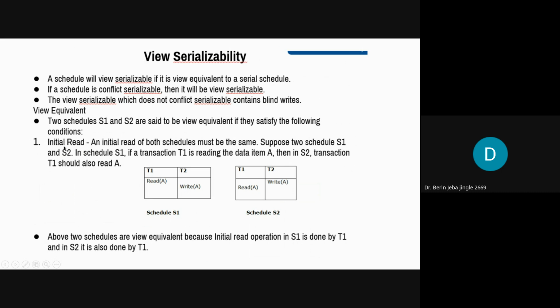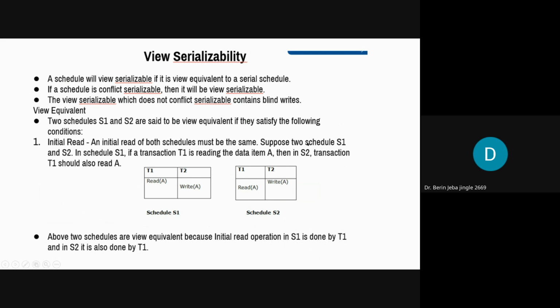What is initial read? The transactions should start with a read operation. An initial read of both schedules must be the same. That is read A: the transaction in schedule 1 is reading A, and in schedule 2, transaction T1 is also reading A, the same data set. This is the first condition.